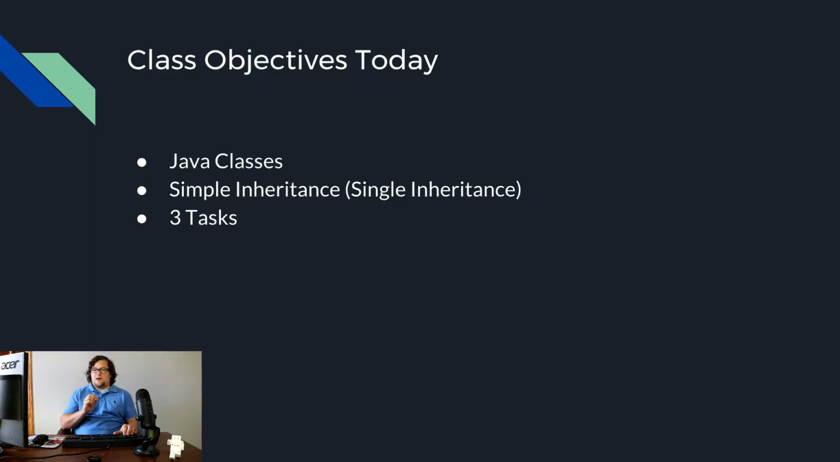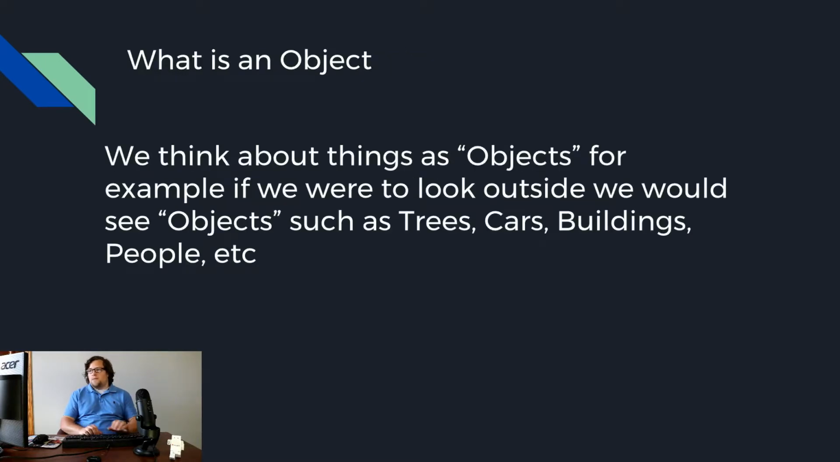So my objectives: Java classes, I'm going to go over why they're important. I'm going to give you a couple of examples of simple inheritance, and I'll explain a little bit more of what that means later on. And then I'm going to give you 3 tasks. Ultimately, those 3 tasks really combine into one task. So don't get confused. There really is just one big task with 3 different independent sections to it.